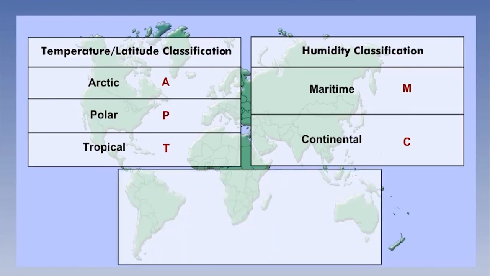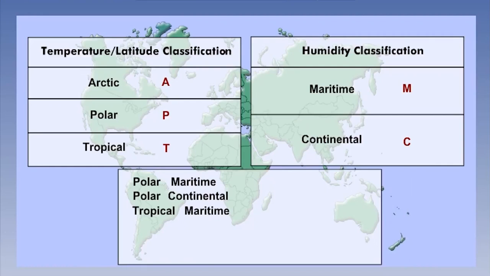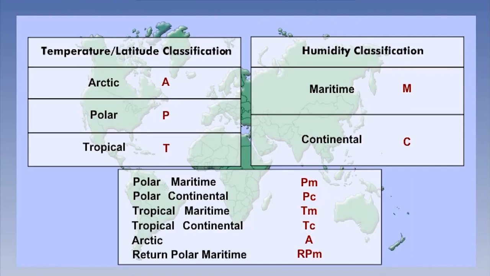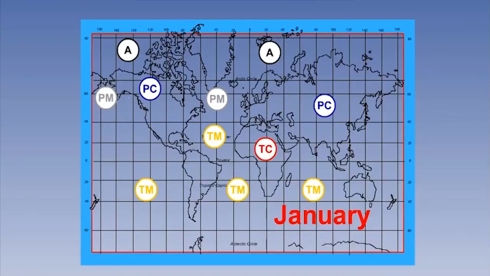Combining these, we get a full list of air mass names: polar maritime, polar continental, tropical maritime, tropical continental, and also Arctic air. These have abbreviations of PM, PC, TM, TC, and A. There is also a hybrid one called returning polar maritime, RPM.